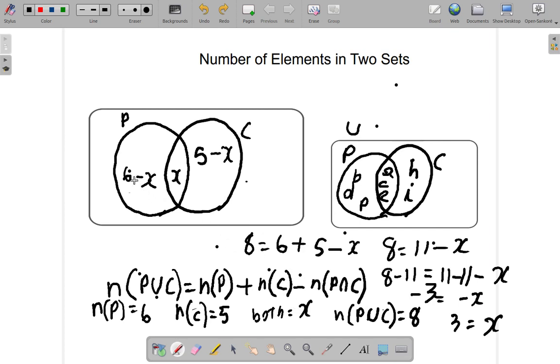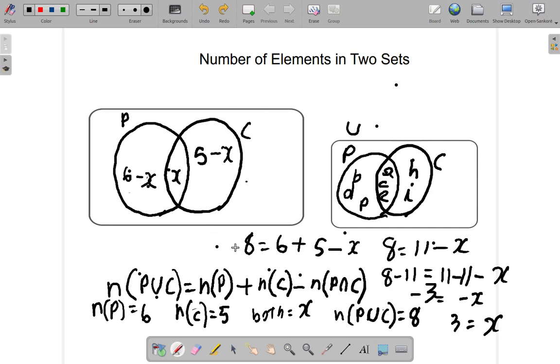When you write your 6 here, you cannot just leave the 6 like that. You have to say 6 minus x, because if you don't say 6 minus x, you would be saying the number in P is 6 plus x, which would be wrong, because it should be 6. Now, when you put the minus x here, then the number in P is 6 minus x plus x, and you know that the minus x plus x is 0, so whatever x is, the minus x plus x is 0, and the 6 is left.